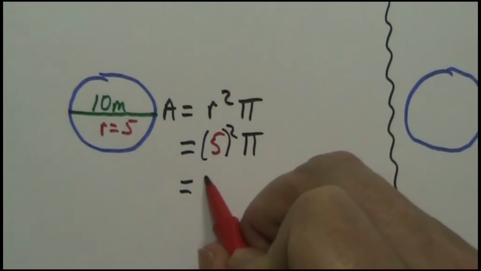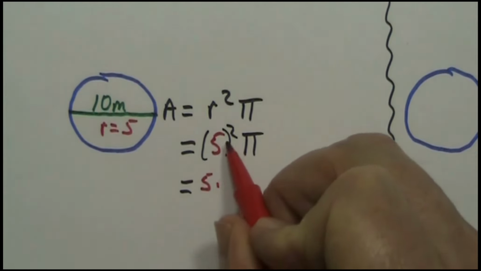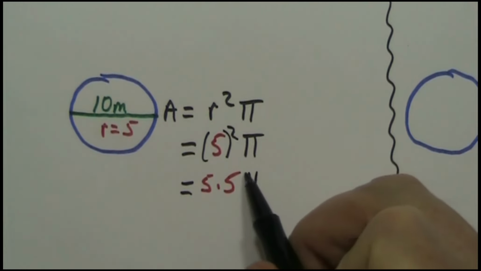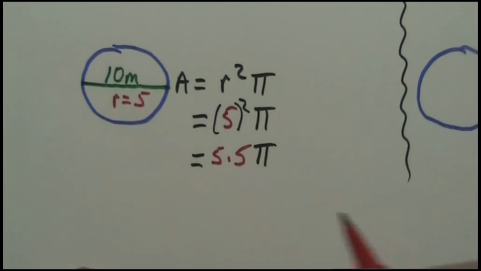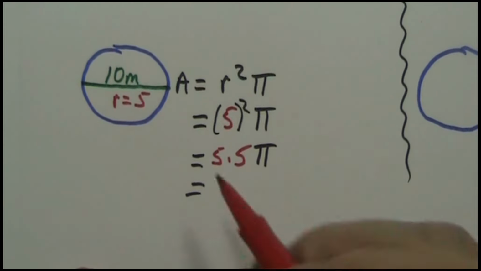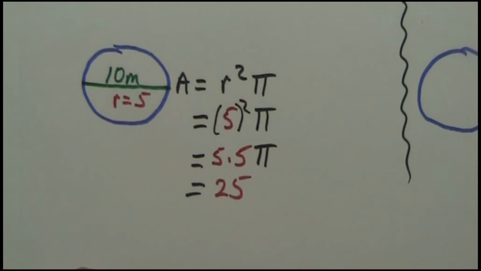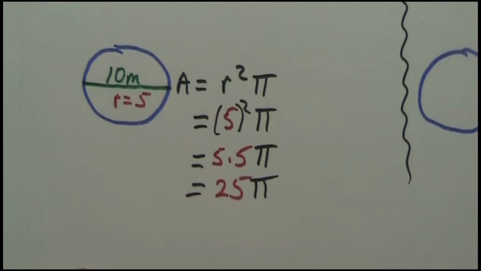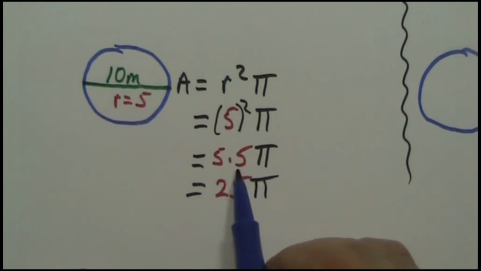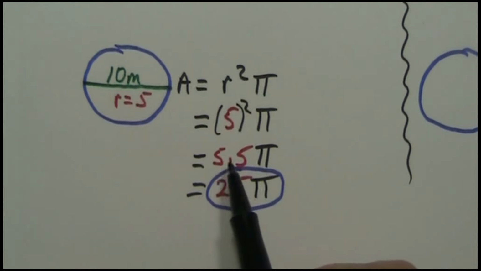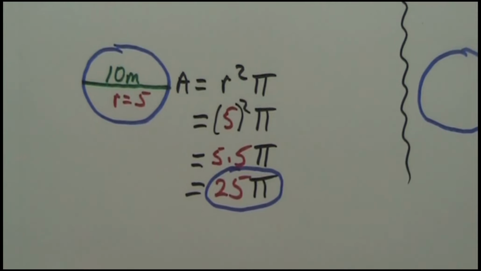I'm just going to kind of do it the long way just to make sure. 5 squared is 5 times 5 times pi. So that's 25 pi. Why am I using so many different colors? I guess I just like to. So this would be the exact answer, 25 pi. And the approximate answer would be 5 times 5 times 3.14.